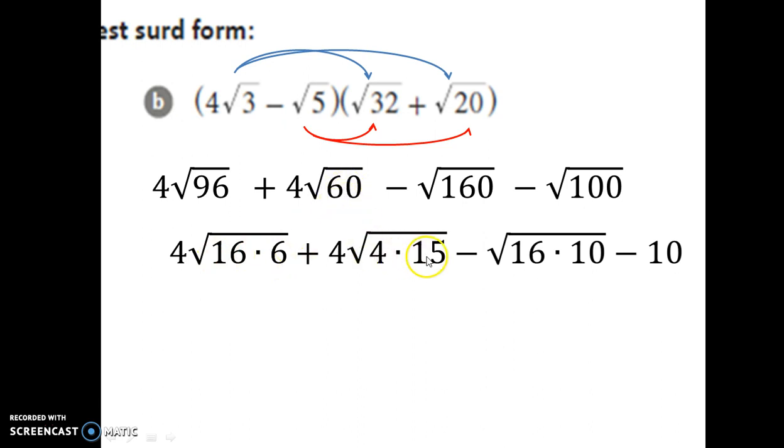60 is 4 times 15. 160 is 16 times 10. And the square root of 100 is just 10. So that's negative 10 at the end.